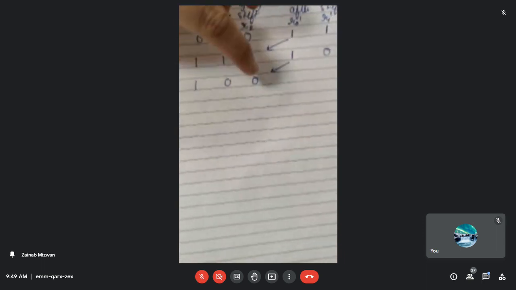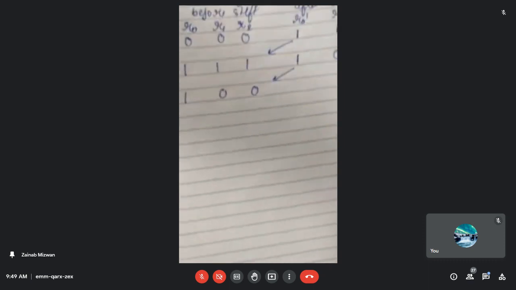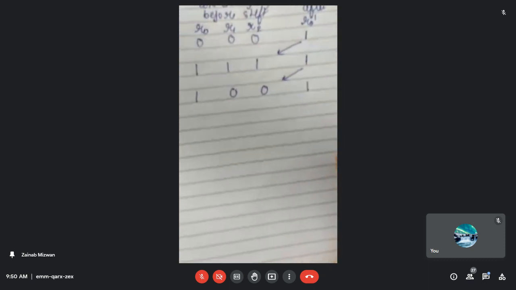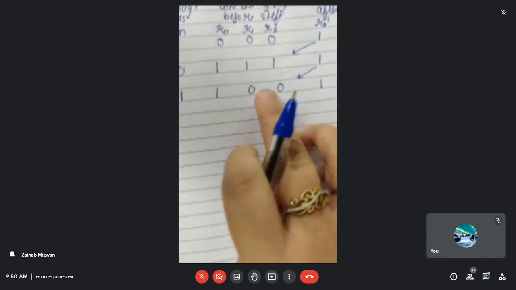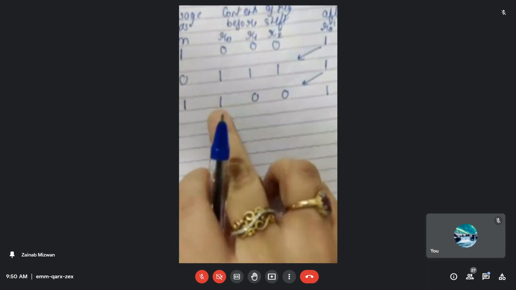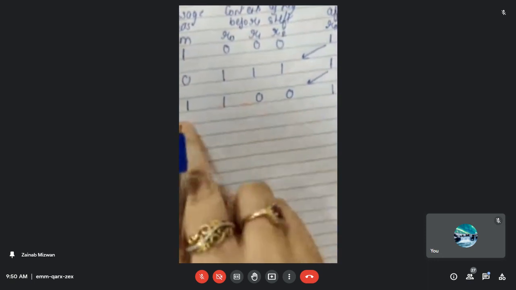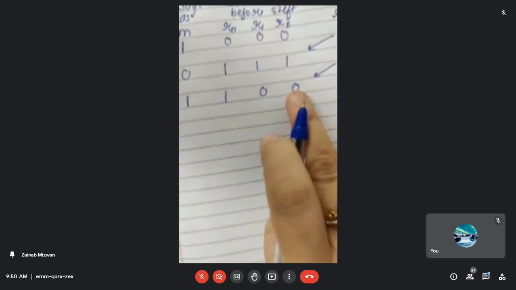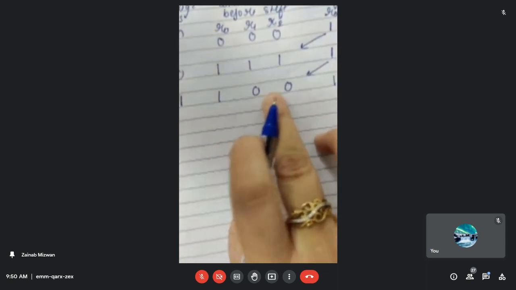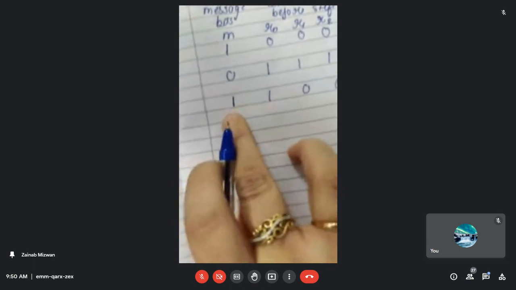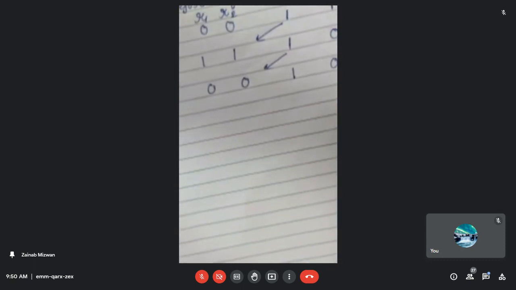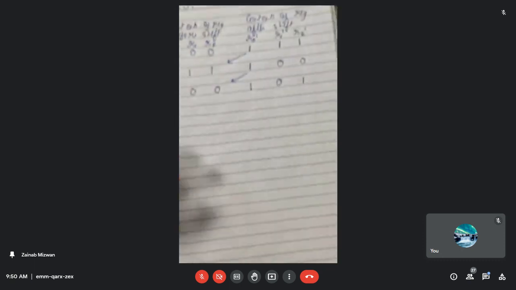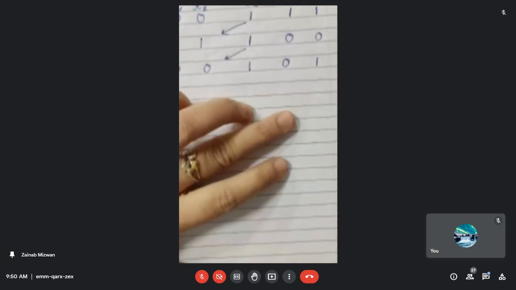R0 dash is again R2 XOR M, so it will turn out to be 1. R1 dash is R0 XOR R2, that is 1 XOR 1, which turns out to be 0. And R2 dash is R0 XOR R1, 0 XOR 0 is 0, and 0 XOR 1, the message bit, gives 1. It will be 1 0 1. I hope all of you are getting this 101.